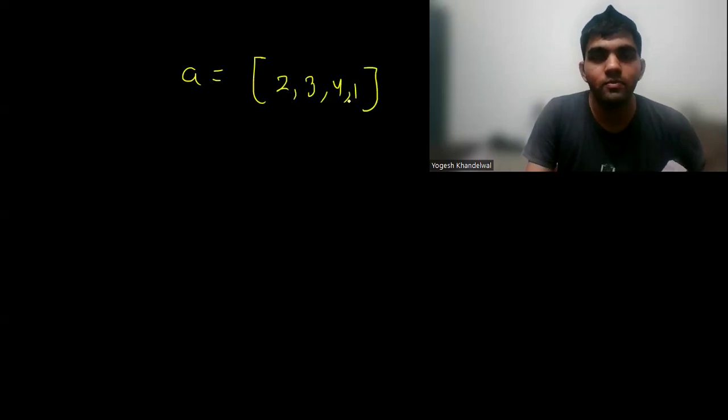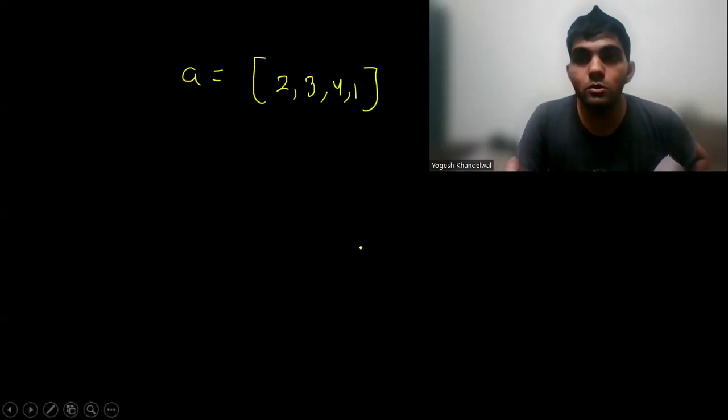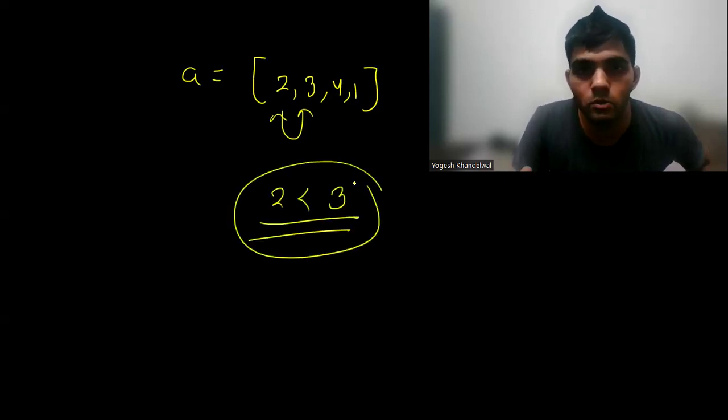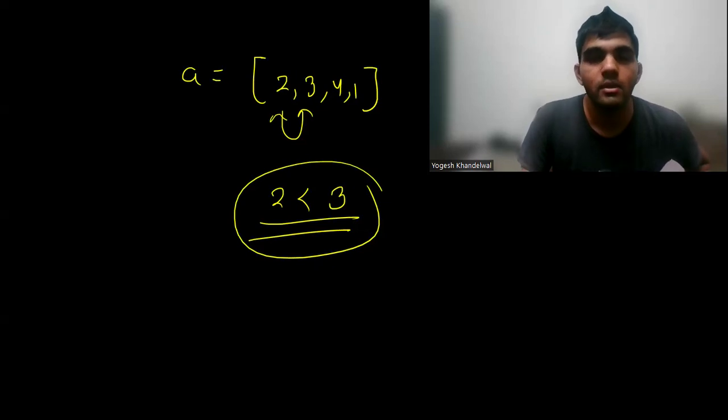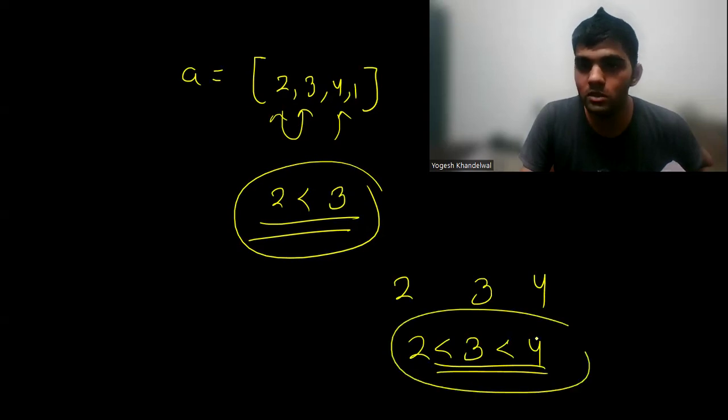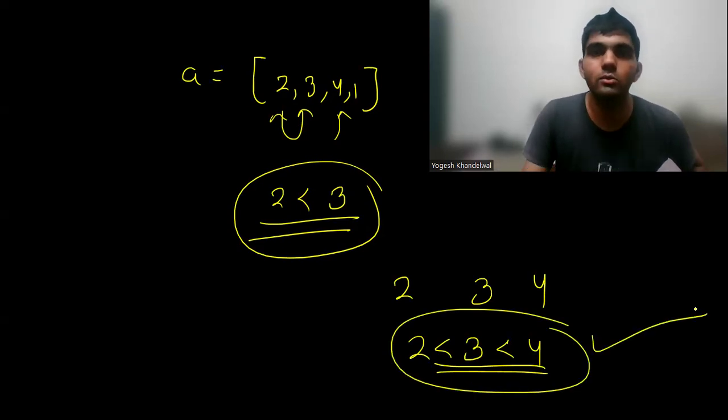So now let's take one example. Like if I have an array A is equal to 2, 3, 4, 1, and we have to sort this by insertion sort. So how will we do it? We first take these two elements 2 and 3. 3 is greater than 2, so this is in the right position. We don't have to do anything. Then we add 4, so now we will have 2, 3, 4. 2 is less than 3 and 3 is less than 4, so these are in the right position. We don't have to do anything.